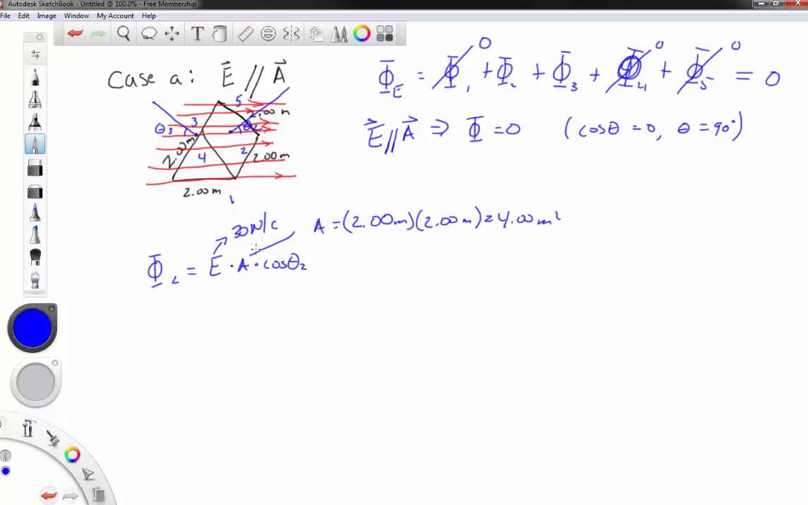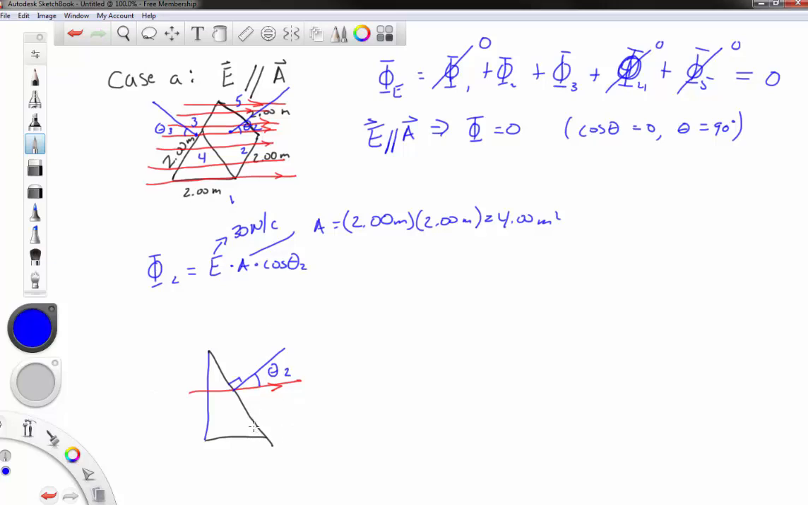The E field and the area both are equal. We just have to find what is the cosine of this angle. So what is the cosine of this angle? Let's draw this thing from the side. So here is a line that's perpendicular to the E field. And basically from the side, we have this right here, and then our E field is cutting through like this, and so our perpendicular component is like this. Here is our theta 2.